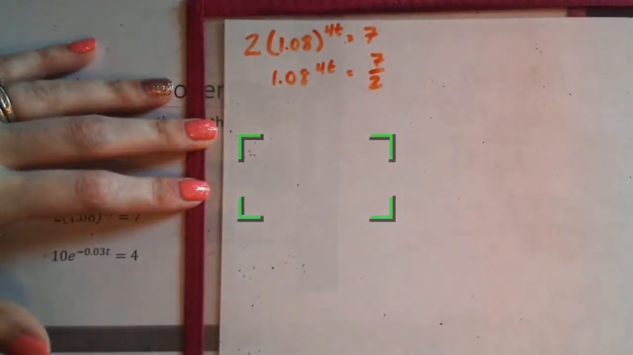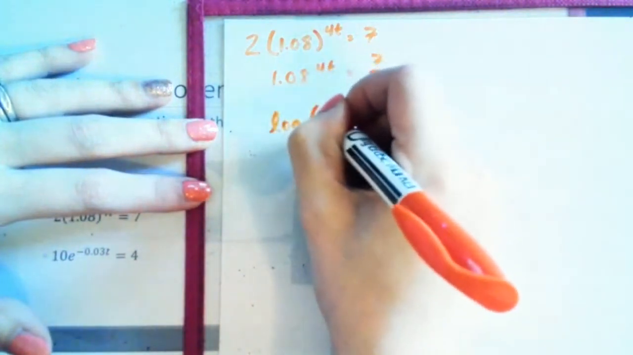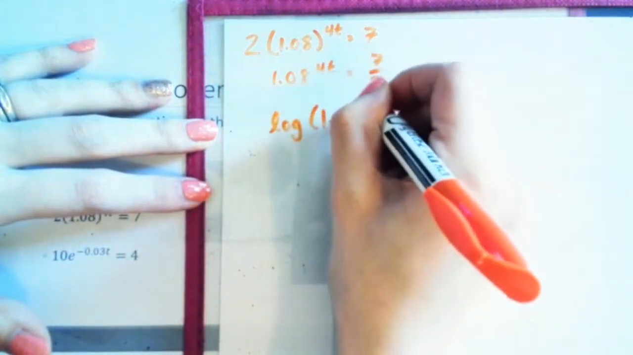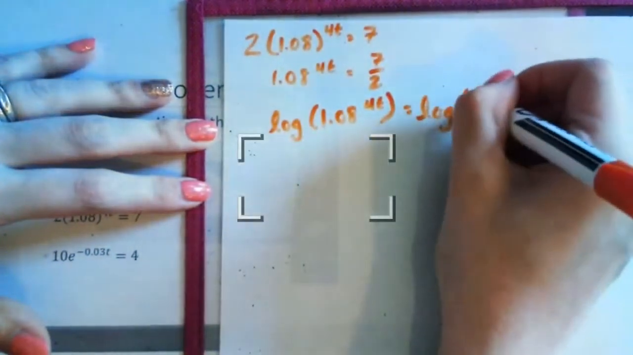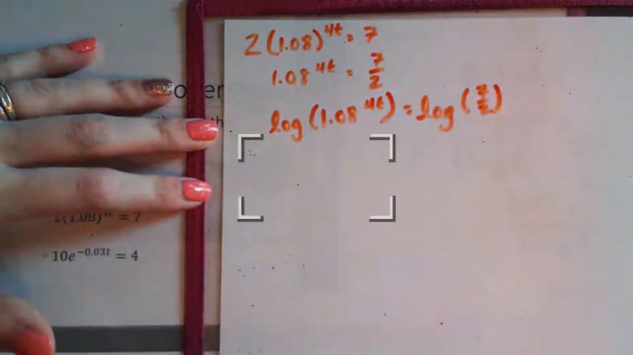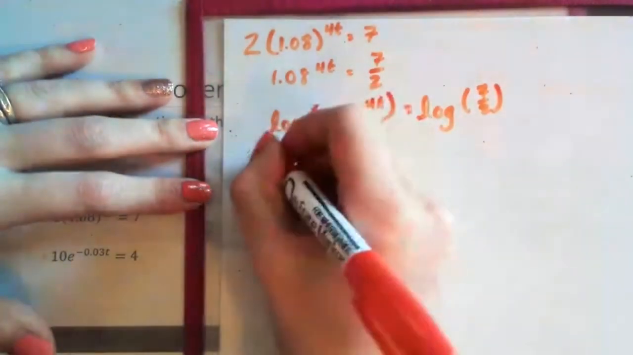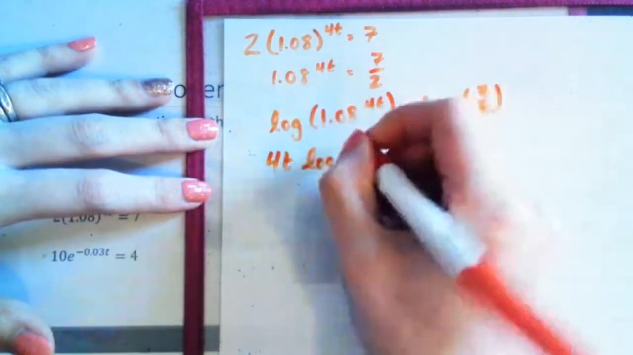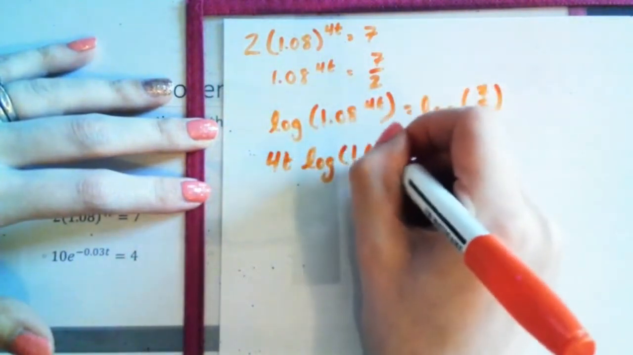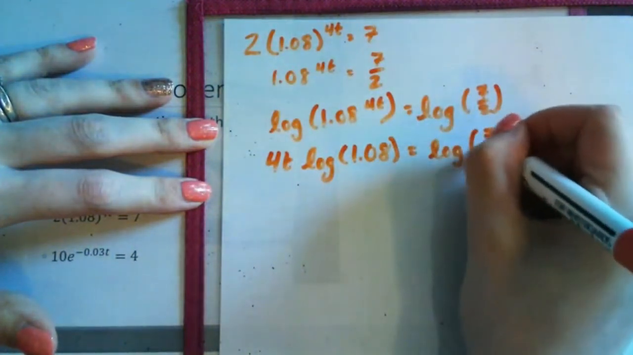I'm going to take the log of both sides. We'll use common log this time. So the log of 1.08 raised to the 4t is equal to the log of 7/2. Amanda's favorite log rule says I can now take that 4t out front. So 4t times the log of 1.08 is equal to the log of 7/2.